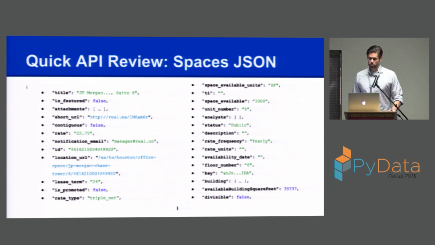Is it contiguous or divisible? How much is the marketing manager trying to charge for this? What's the rate per square foot, for example? We have an optimized URL, so it's a pretty URL essentially. The type of rate, and just a bunch of other information that you would need to make an informed decision about the quality of the space for your needs.